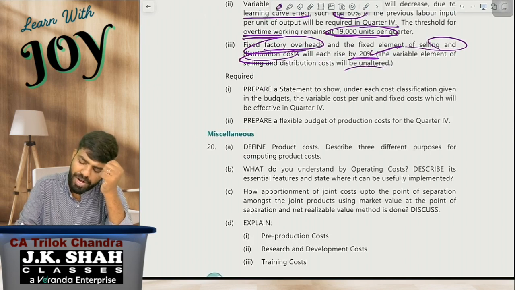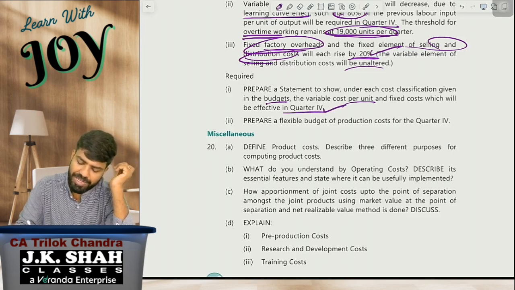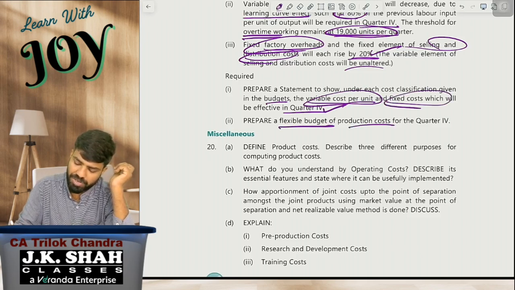Prepare a statement to show under each cost classification given in the budget the variable cost per unit and fixed cost which will be effective in quarter 4. They are asking for quarter 4 to present the variable cost per unit and fixed cost for each cost classification. Prepare flexible budget for the production cost of quarter 4.